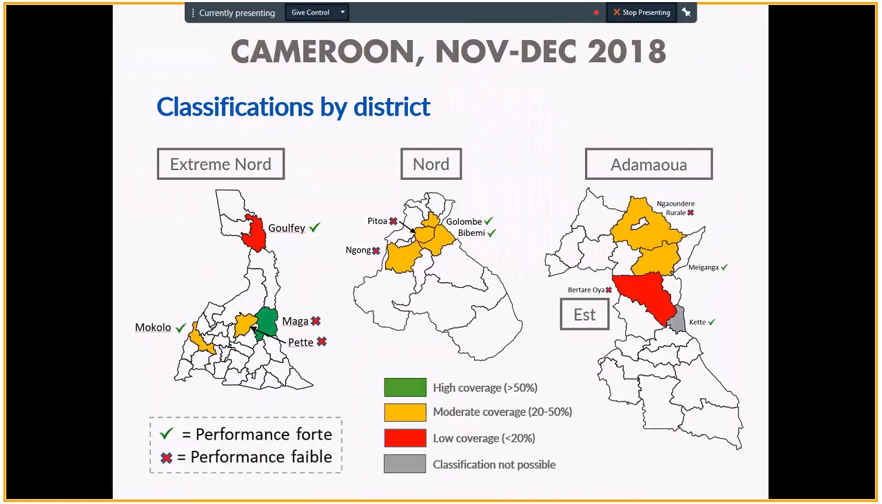But what were the results then? Just quickly, let's have a look at the results. Here are the 12 regions: extreme north, north, Adamawa and Est. So that's the furthest north, and then middle. The way it works with these surveys is that instead of getting an estimate of coverage, you classify coverage in a range, on a kind of 3-tier range.